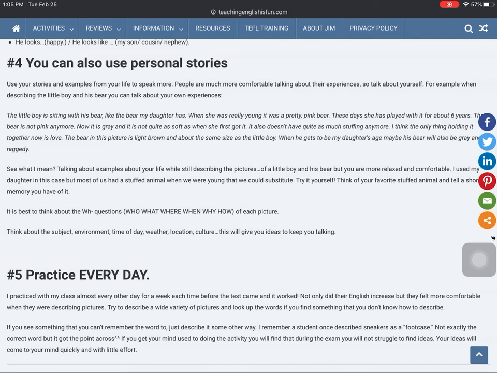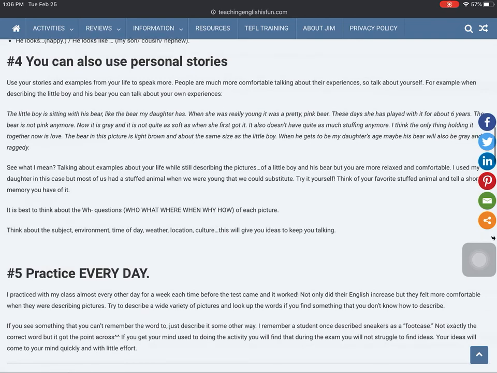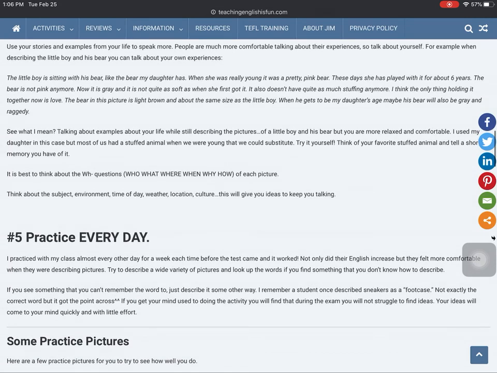For example, when you're describing the little boy and his bear, you can talk about your own experiences. Or in my case, I like to talk about my daughter's experience. So this little boy is sitting with his bear, like the bear my daughter has. When she was really young, it was a pretty pink bear. These days, she has played with it for about 6 years. The bear is not pink anymore.